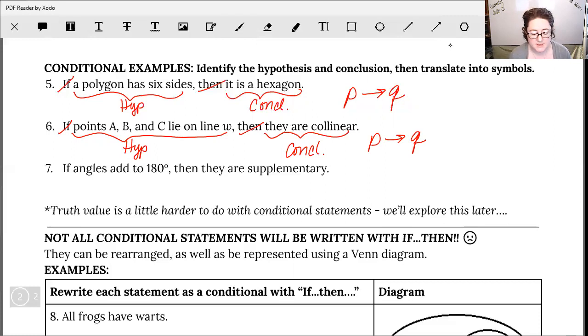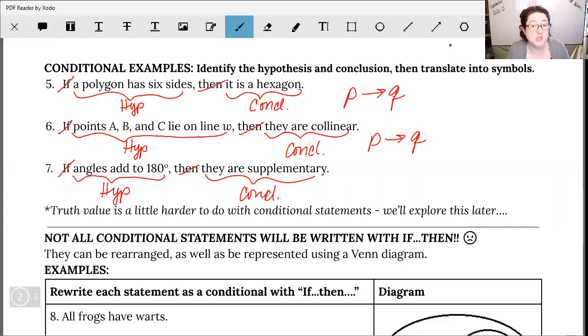So in number 7, same type thing, ignore the if and the then for the moment. So that means right after the if, that's our hypothesis. So our hypothesis is angles add to 180 degrees. They are supplementary, that's our conclusion. And you'll notice I actually picked geometry statements for these last 3 examples. And we're going to keep using these structures to really explain what we're doing throughout the year.